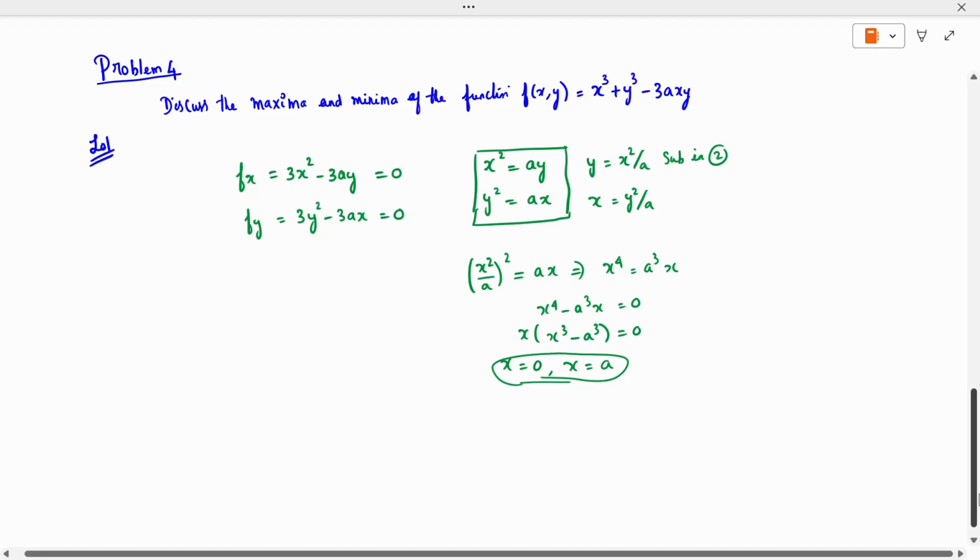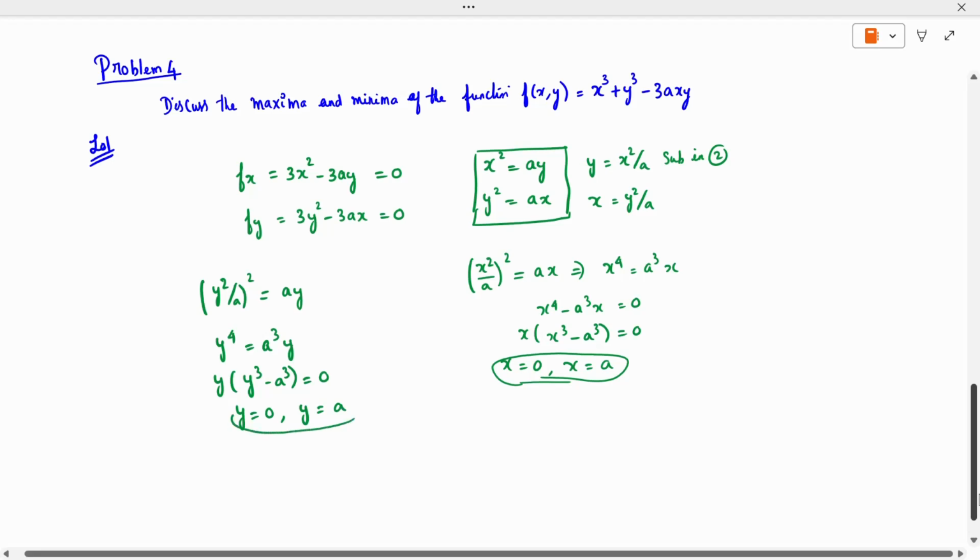Now this equation, I substitute in this. It will be in terms of y. So now (y squared by a) the whole square is equal to ay. So now y power 4 is nothing but a cube y. Same way, y I can take outside: y cube minus a cube equal to 0. So y is 0, and y is nothing but a.